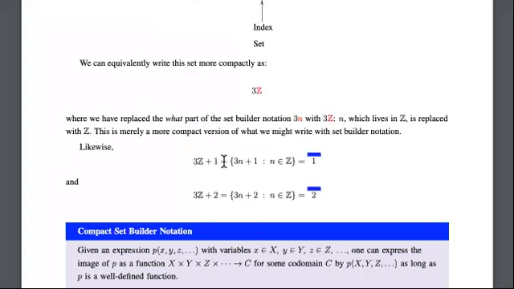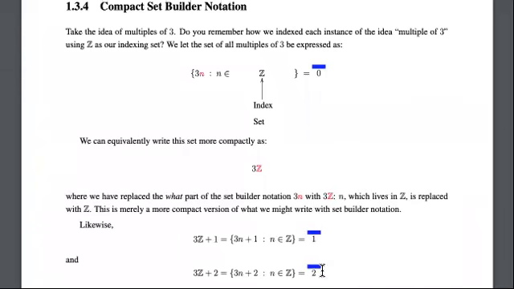3Z plus 1, what does that represent? It represents everything that's 1 more than a multiple of 3. And 3Z plus 2 represents everything that's 2 more than a multiple of 3. And you can represent this by 0 bar in this case, or 1 bar, 2 bar, and 0 bar.